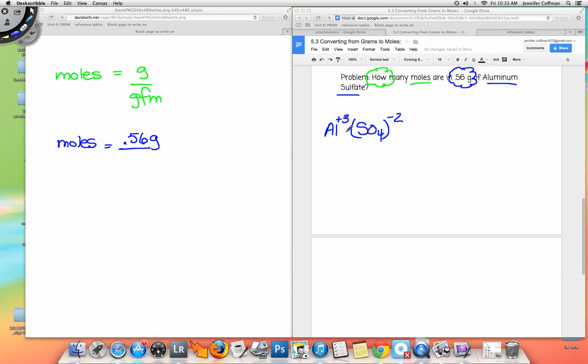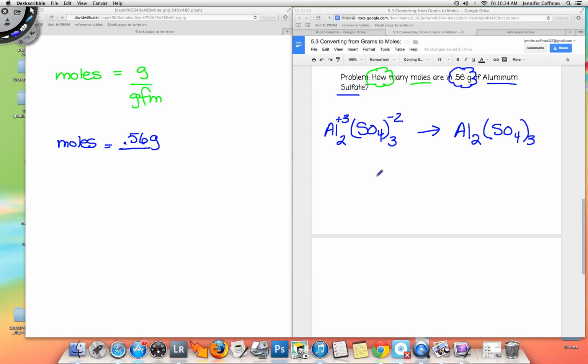Now we're not done. We have to cross our oxidation numbers and charges down, and when we do that we're going to get a subscript of 2 and a subscript of 3. They cannot be reduced any further, so we're good to go there. Then I'm just going to rewrite it so that it looks nice and neat: Al2(SO4)3. Okay, so here's my formula. Does it need anything else? No, we're good to go.